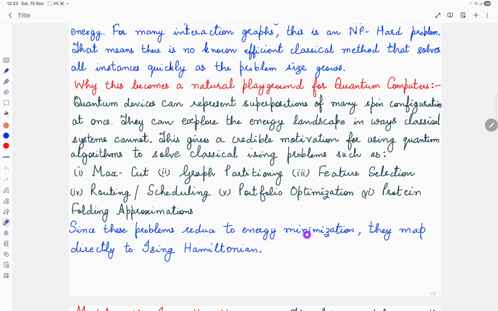All the problems reduce to energy minimization, so they map directly to the Ising Hamiltonian, which is a big advantage which we have to understand. Therefore, I will start with modeling the Hamiltonian of the classical Ising model.